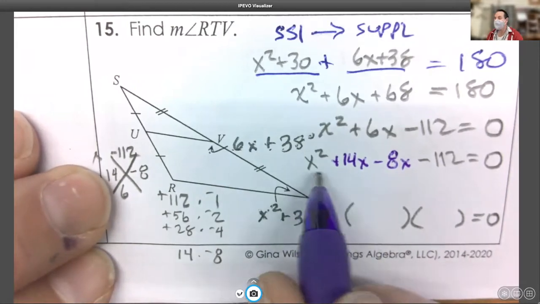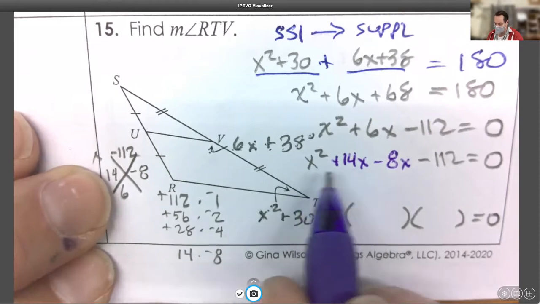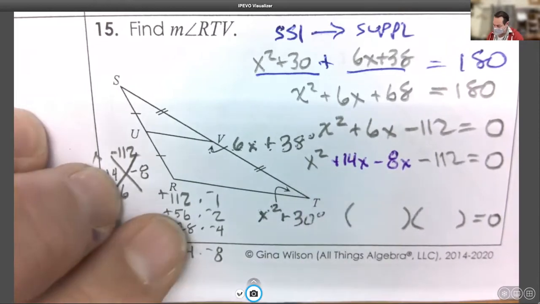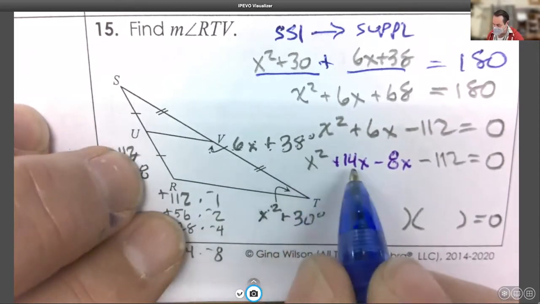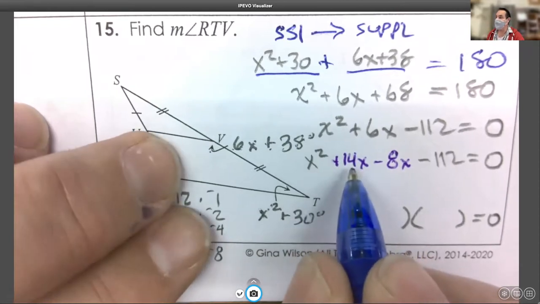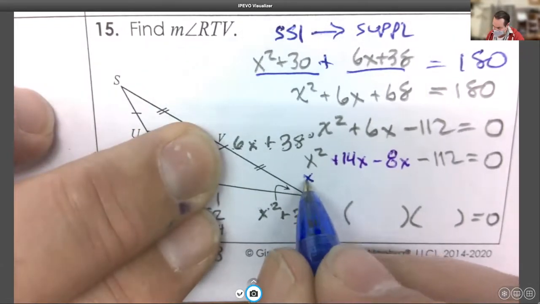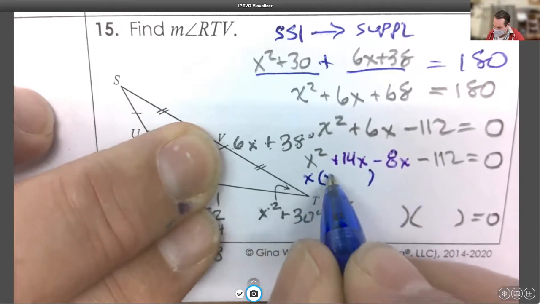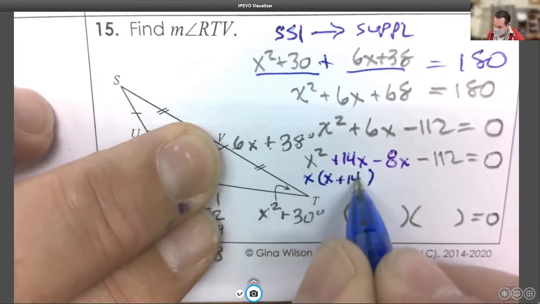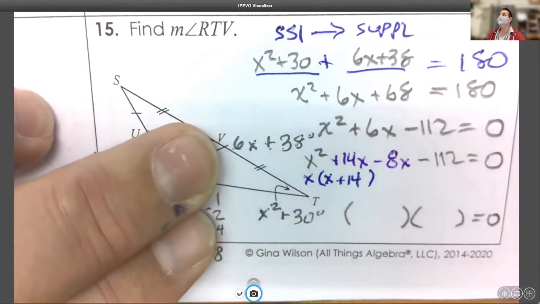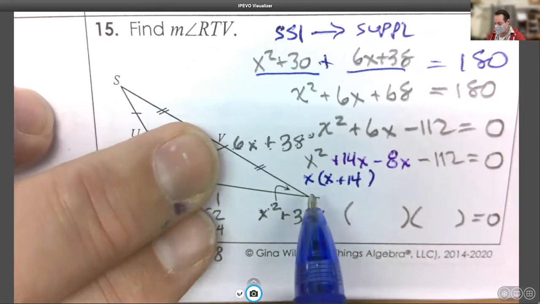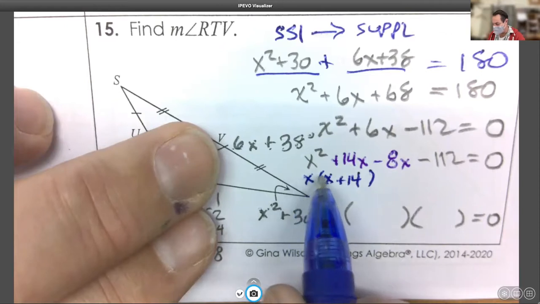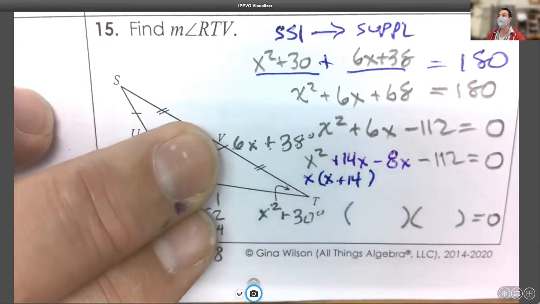I'm going to look at the first two terms. What's common to both of those? X. This one's got an X, it's X times X. This one's got an X, it's 14 times X. So I'm going to factor that out. And what I'm left with on the inside is X plus 14. And if I were to double check myself, I could distribute again. X times X is X squared. X times plus 14 is plus 14X.